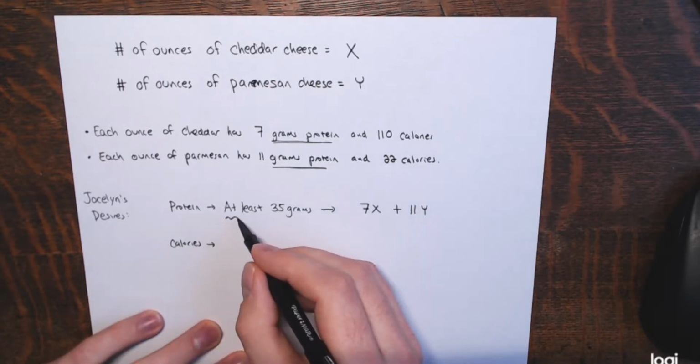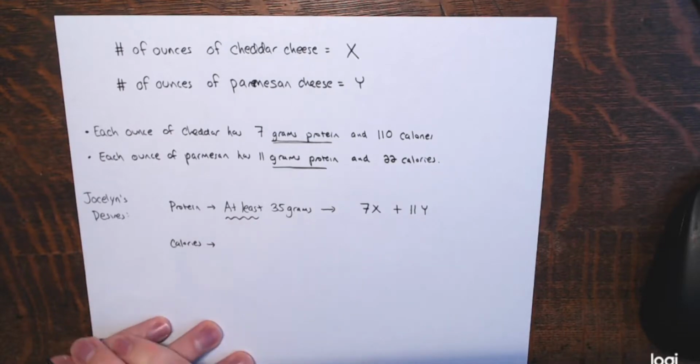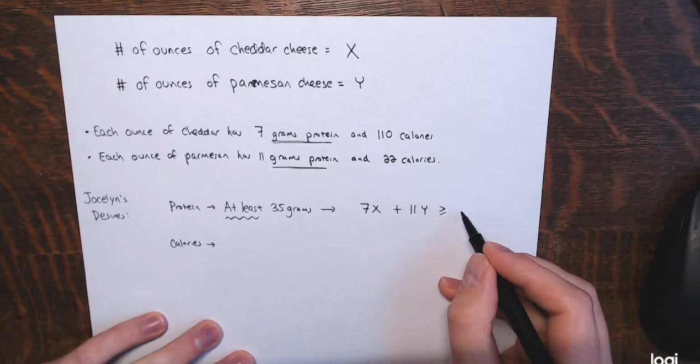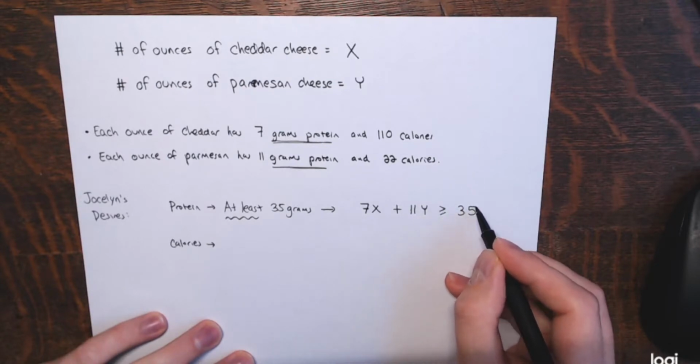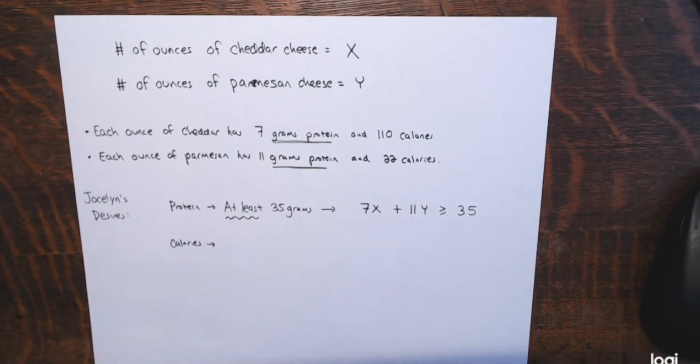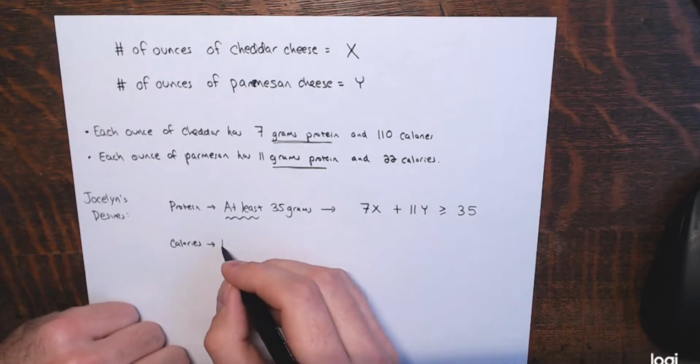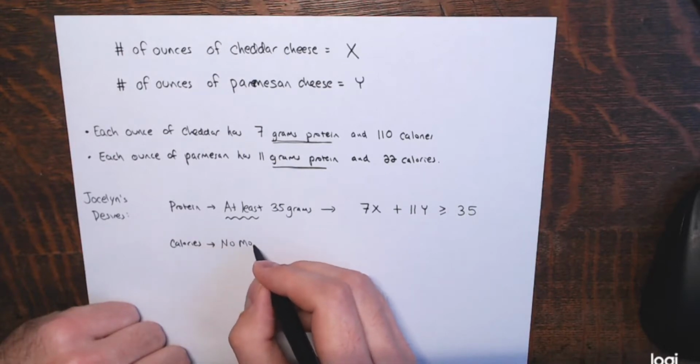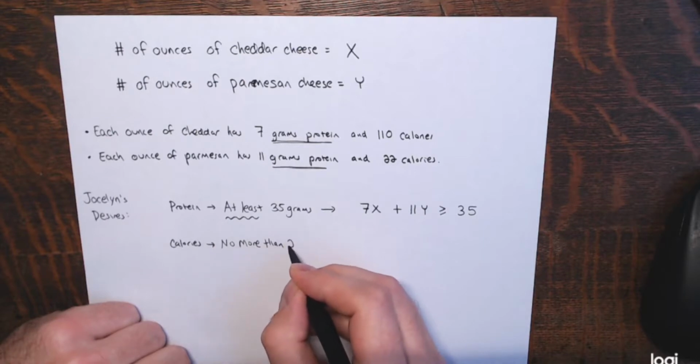And she wants this amount of protein she eats to be at least 35 grams. Now remember, at least means greater than or equal to. At least 35 grams. Right, so there's one inequality. Now the next inequality will involve calories. It says she wants no more than an additional 200 calories per day. So no more than 200 calories added in a day.